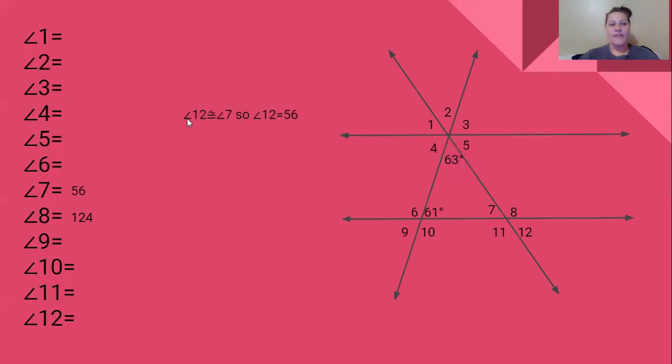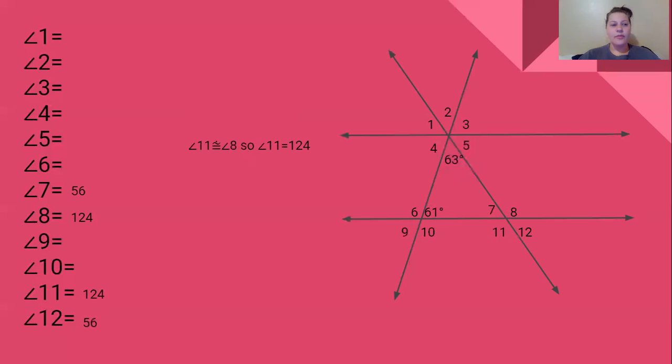And see here, angle 12 is congruent, this is the symbol for congruent, to angle 7. So angle 12 is 56 as well. And the same with angle 11. It's congruent to angle 8. So angle 11 is 124 degrees. And like I said, we can figure those out both ways. We can see that they're verticals and that they're congruent, or we can set it to a straight line of 180 degrees and figure it out that way.